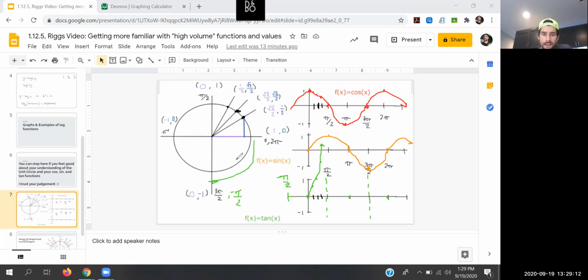If I wanted to get to negative pi over 4, just start here and go backwards to negative pi over 4. But the idea is, if I wanted to find these same y values over here, they're the exact same y values, just negative. So at negative pi over 4, it would be negative 1. At negative pi over 6, I'm at negative 0.57. At negative pi over 3, I'm at negative, off the page.